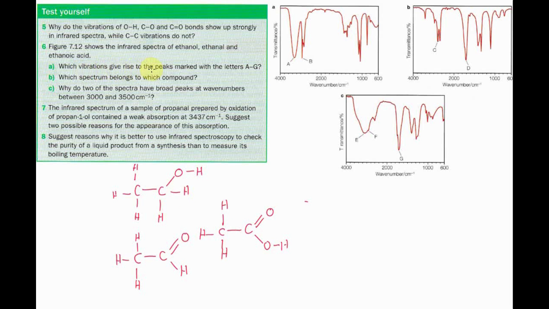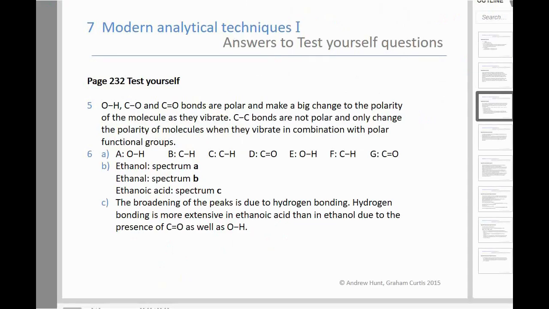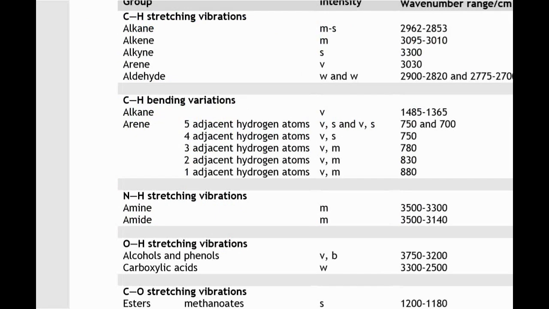Which vibrations give rise to the peaks marked A to G? Now, all these compounds are going to have the C to H bond, and this is one of the things you need to be able to recognise. It says it in the video which one it is. There are loads of C to H bonds, but we're expecting things around 3,000-ish. We don't have to get bogged down in the details, but if you remember that around 3,000 you've got the C to H bond.